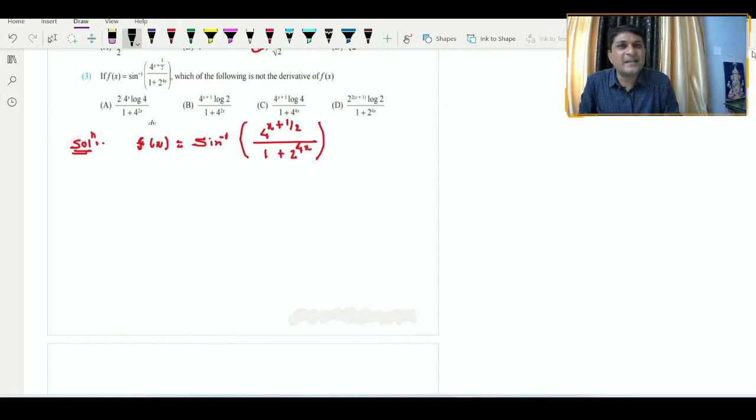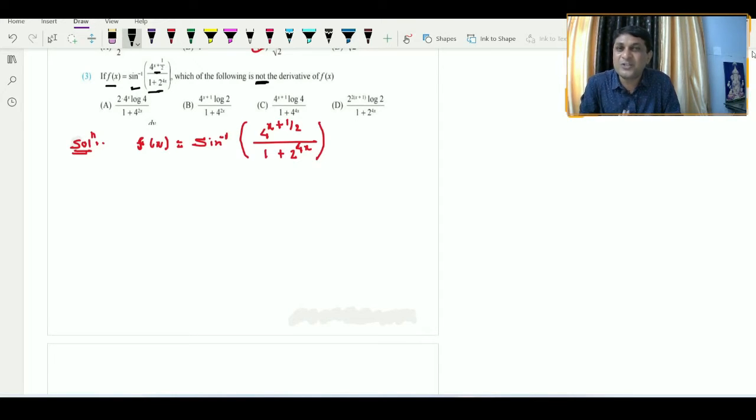Now observe the example number 3rd. In this case, given function is f of x is equal to sine inverse of 4 raised to power x plus 1 by 2 upon 1 plus 2 raised to power 4x. And we have to find out which of the following is not derivative. यानी ऑप्शन में एक ऐसा ऑप्शन है which is not the derivative और 3 ऑप्शंस ऐसे कि which are the derivatives. So we have to find out which of the following is not derivative.